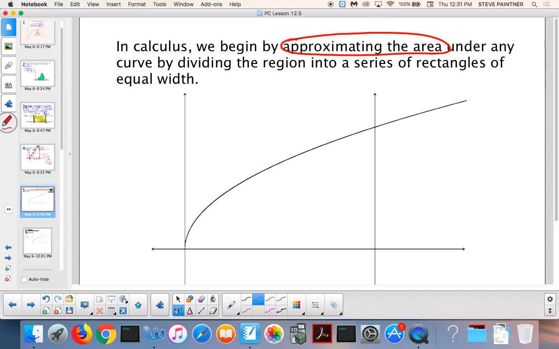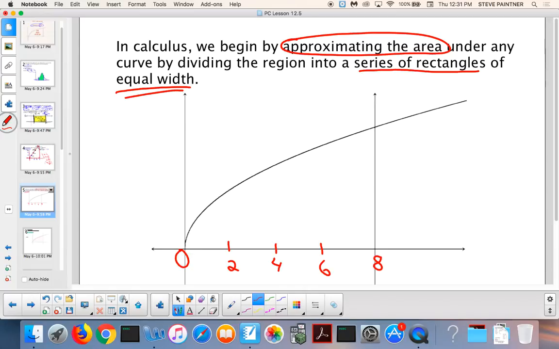Okay, so here's what I'm going to do. If this is 0, let's make up a number, we'll go 8. So if your interval is 0 to 8, we want to break it up into a series of what? Rectangles of equal width. But you have to have intervals that make sense. So let's break it into four rectangles. So I want 4 intervals. What would I be going by? 2. 8 divided by 4 is 2, so you're going by 2. 2, 4, 6, 8.